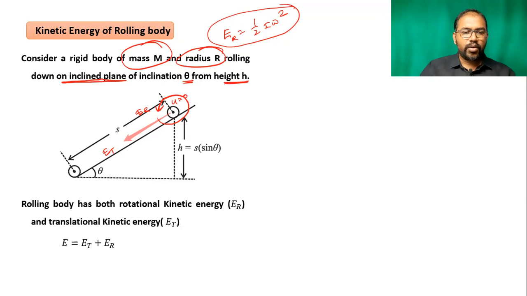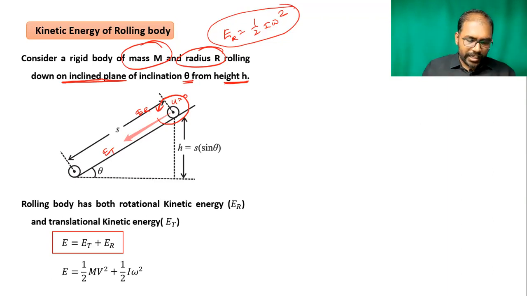So we can write total kinetic energy by this formula. Total kinetic energy is translational kinetic energy plus rotational kinetic energy. Now translational kinetic energy we already know, 1 by 2 mv square, mass into velocity square. And rotational kinetic energy we already derived, half I omega square. I is the moment of inertia and omega is the angular velocity.